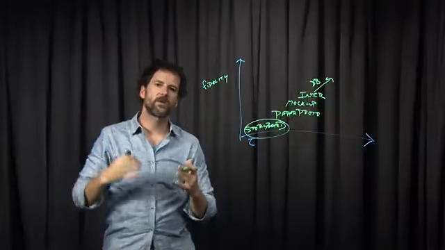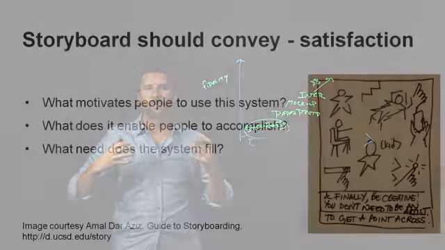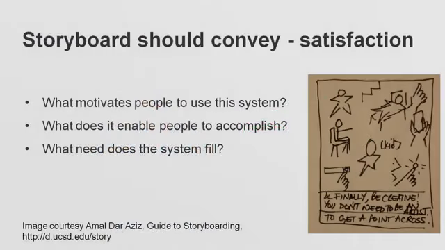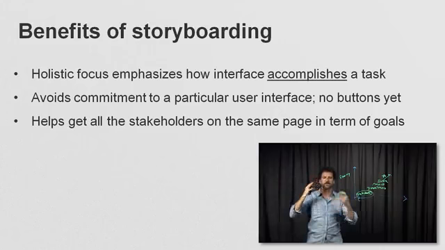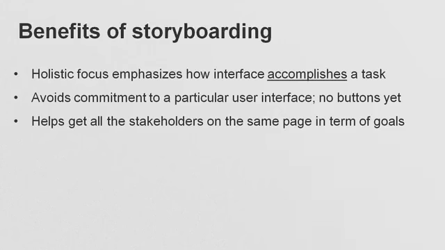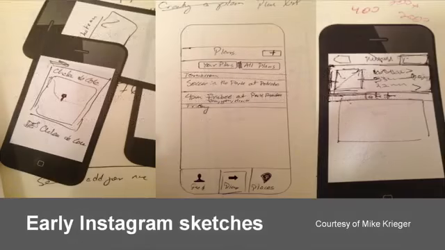At the end of it, you have the satisfaction. You've gotten to the point where the interface has helped alleviate whatever the problem was or achieved whatever the opportunity was at the beginning. This holistic focus helps you understand how the interface accomplishes the task. It avoids commitment to a particular user interface, and it helps all the stakeholders, the clients, the developers, the design team, the management, everybody get on the same page. If you have a storyboard that's compelling, you can then say, yeah, let's build this.